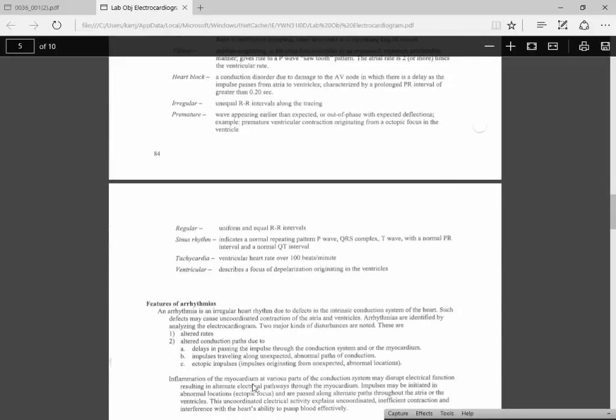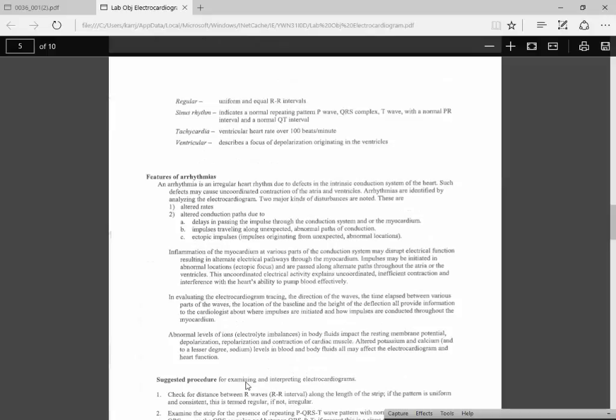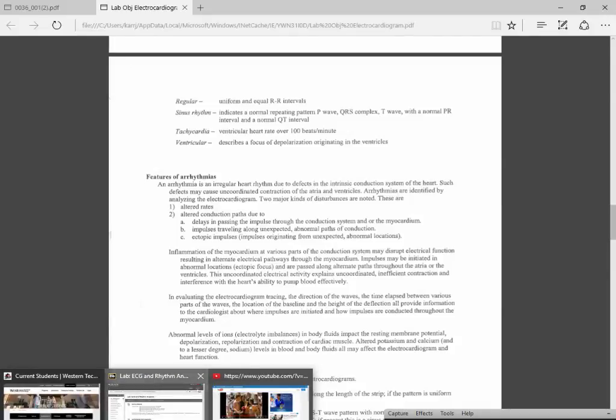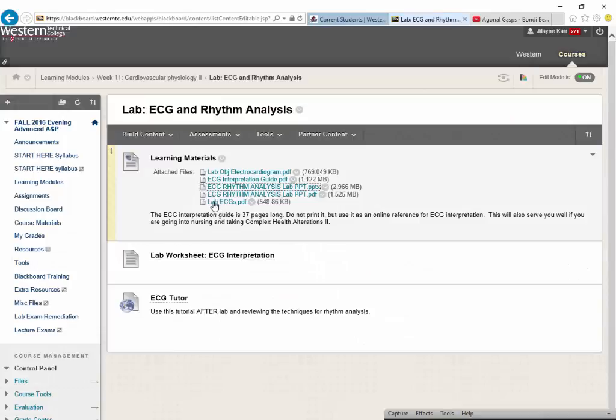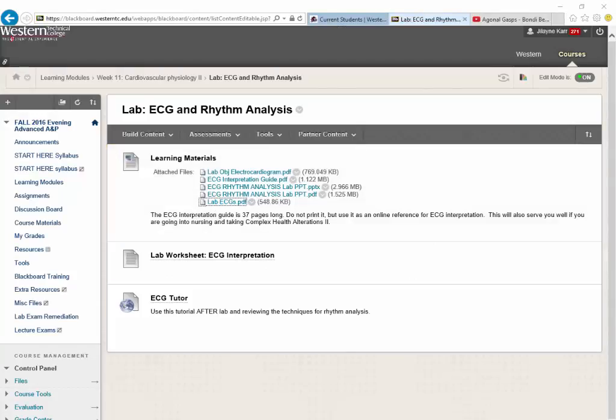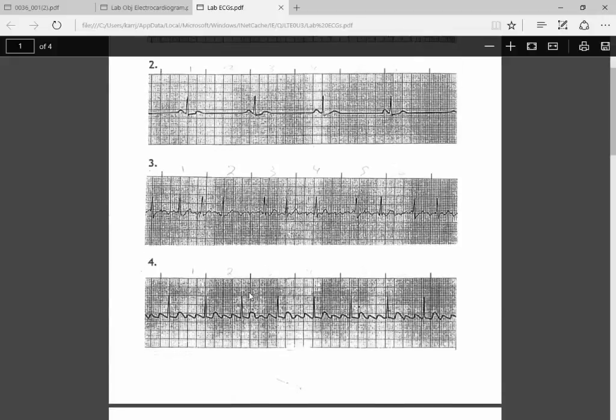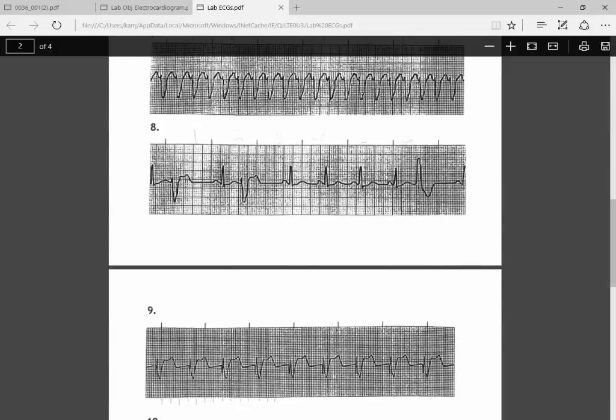Okay, so let's go back to our objectives here then. Now you have a number of rhythms on that handout. If you go to Blackboard, it's this last item here, lab ECGs PDF. I want you to work together with someone right now and see if you can identify these rhythms, and we'll go through the answers together.